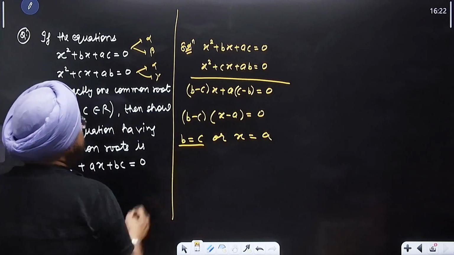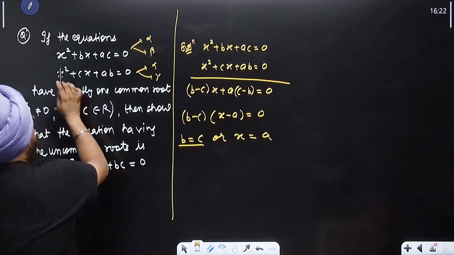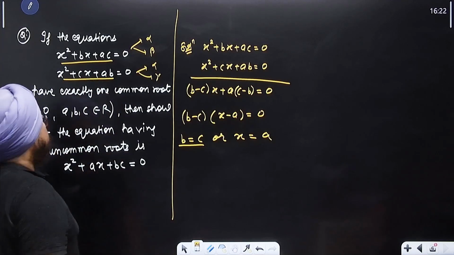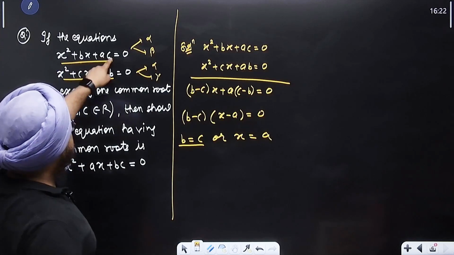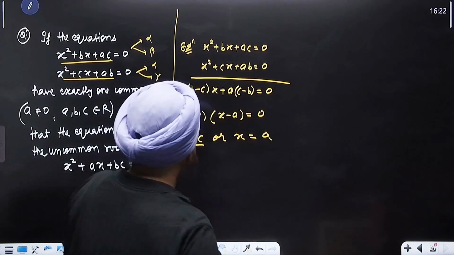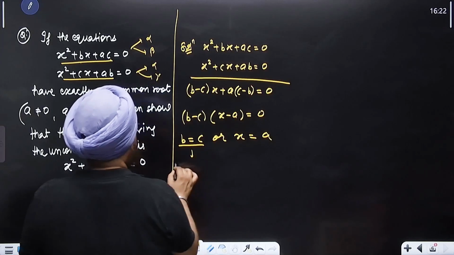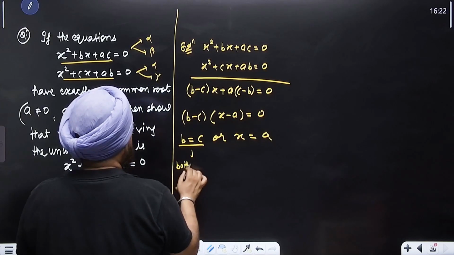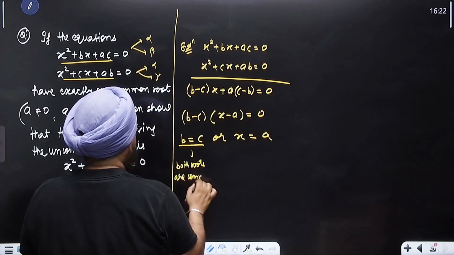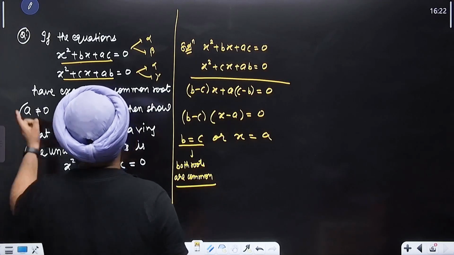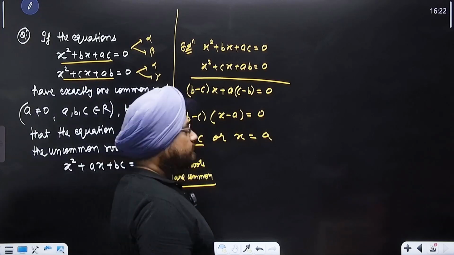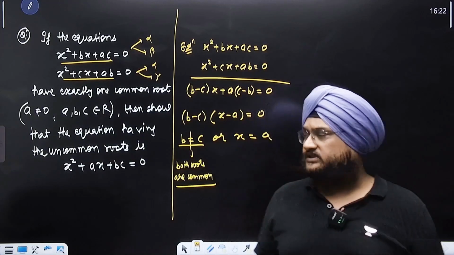If b is equal to c, then the equation becomes x square plus cx plus ab, x square plus cx plus ab. B is equal to c, c is equal to b. So both the equations are same. So in this condition, for b equal to c, both roots are common, which we cannot take, as the question says, these two equations have exactly one root common. So b cannot be equal to c.